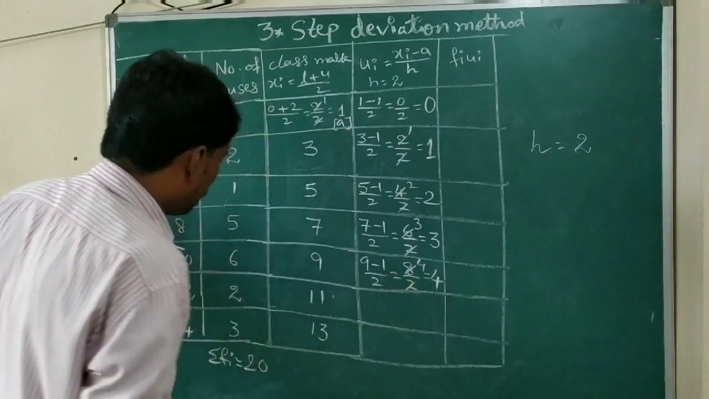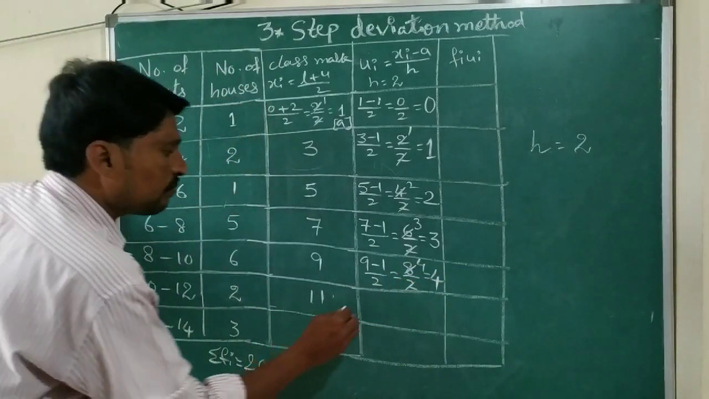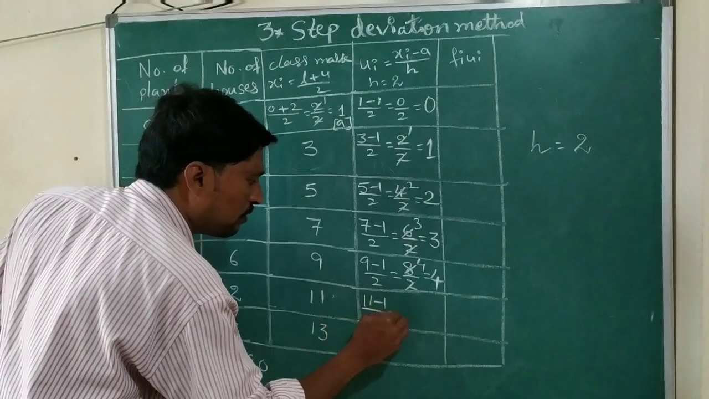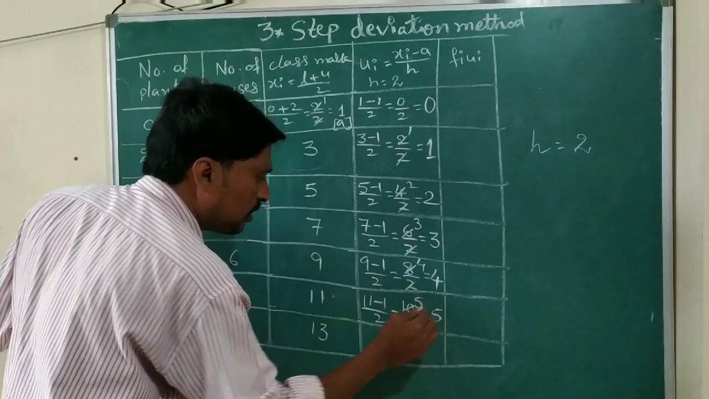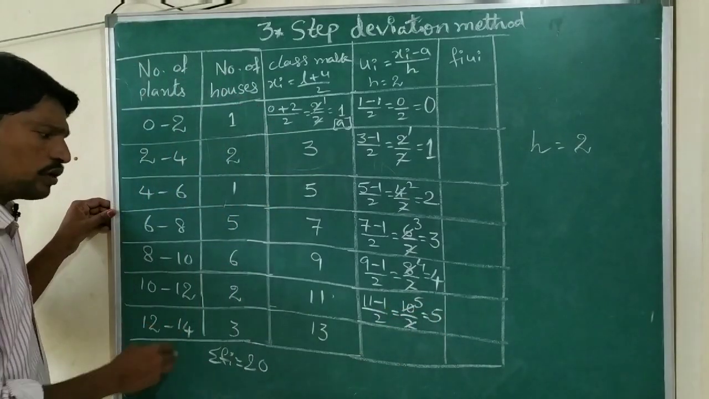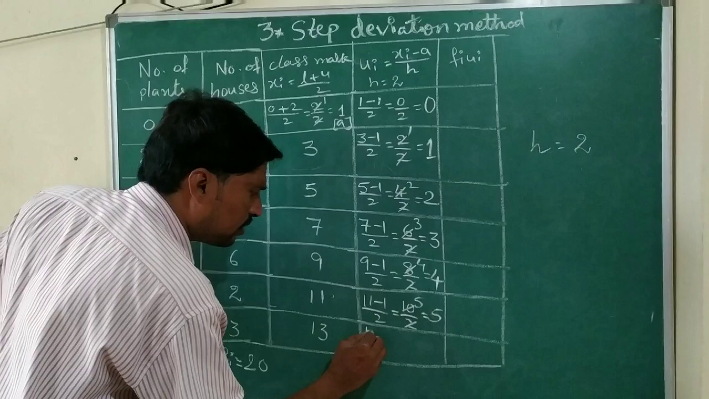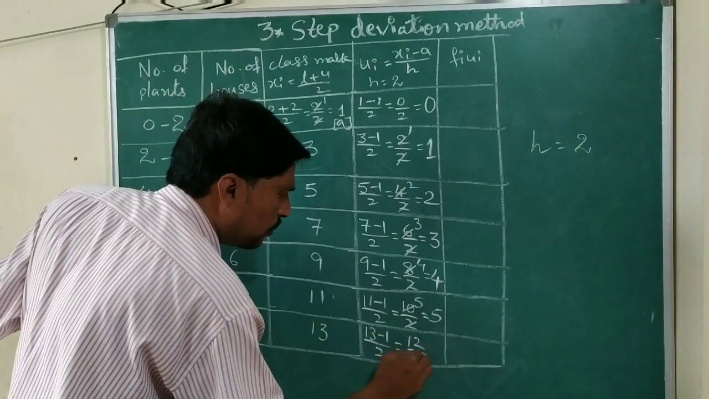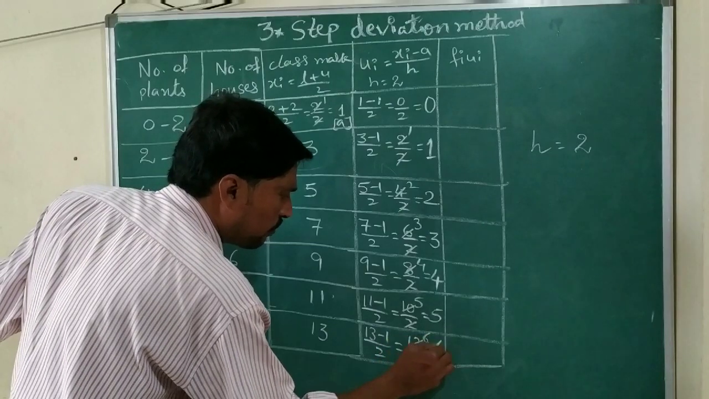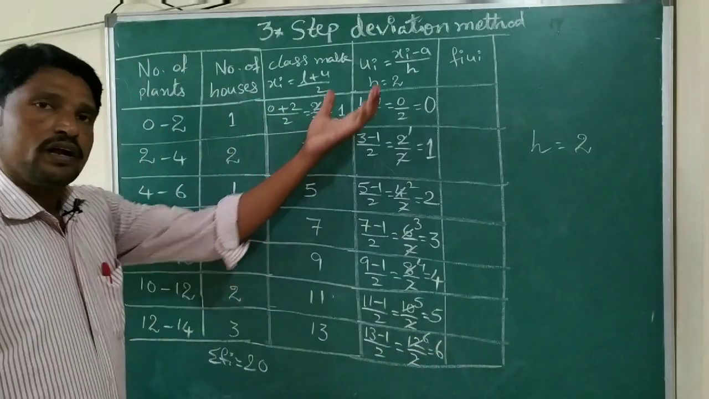Next, the 10 to 12 class interval. 11 minus 1 by 2. 11 minus 1 is 10, 10 by 2 is 5. Last class, the 12 to 14 class interval. xi is 13, so 13 minus 1 by 2. 13 minus 1 is 12, 12 by 2 is 6.